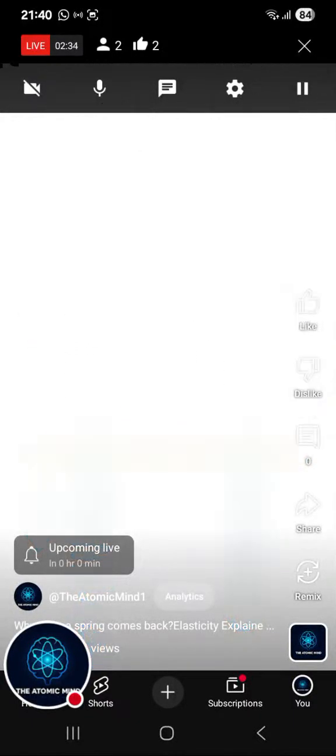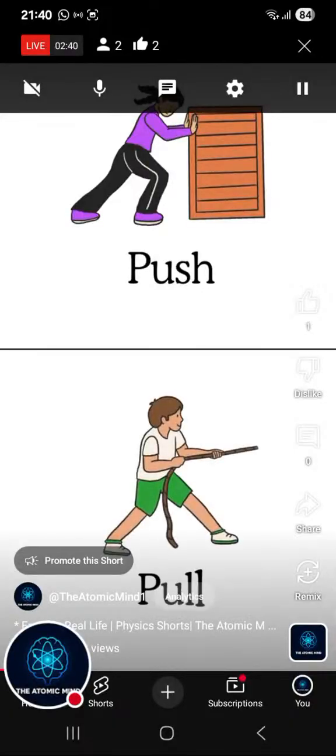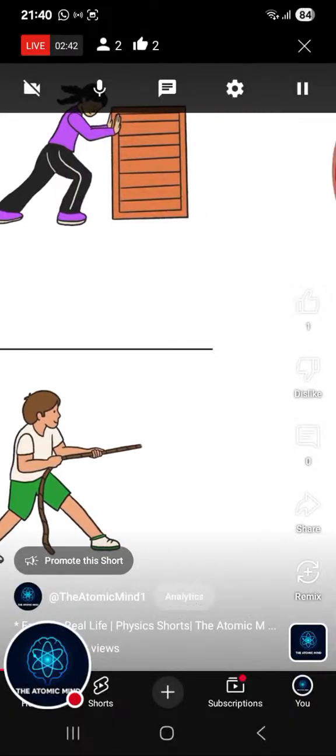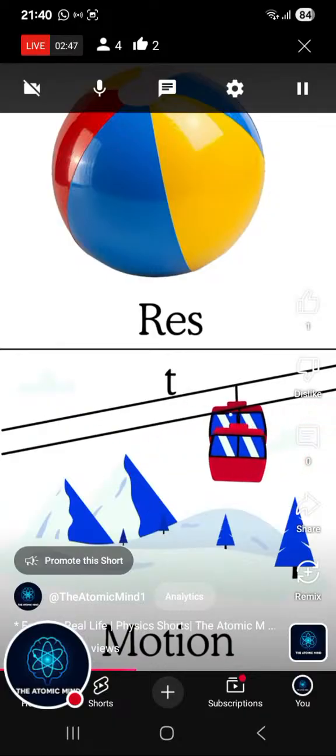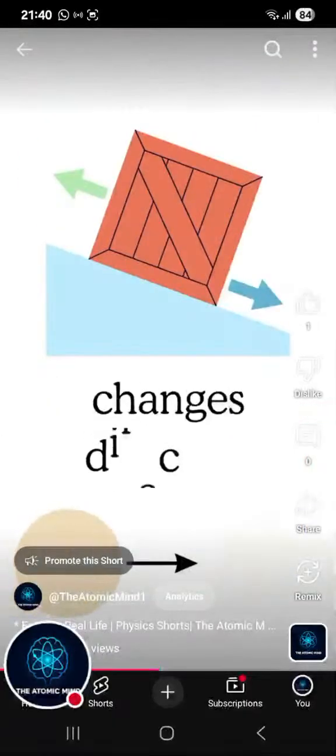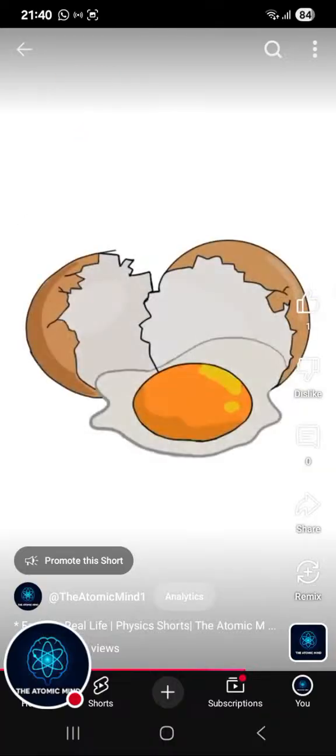We can define force as a push or pull that changes or tends to change the state of rest or motion of an object, or changes the direction or shape of an object. It is possible to change the shape or size of a solid by applying force. A sufficiently large force will deform or break an object.